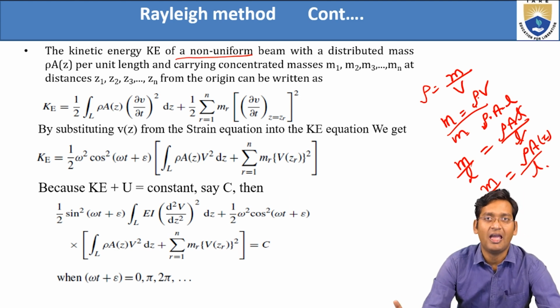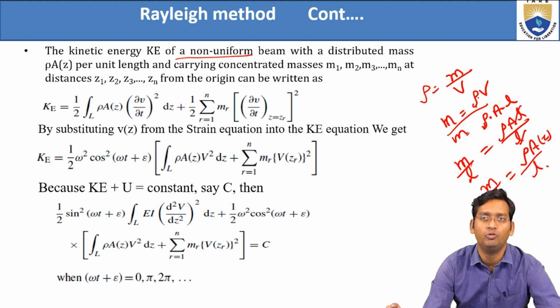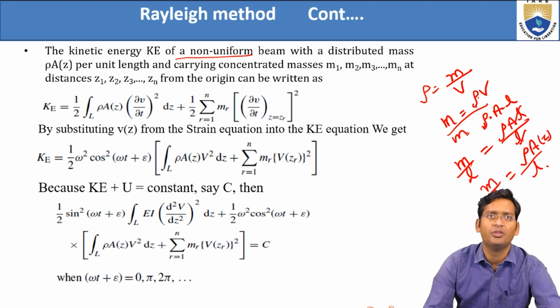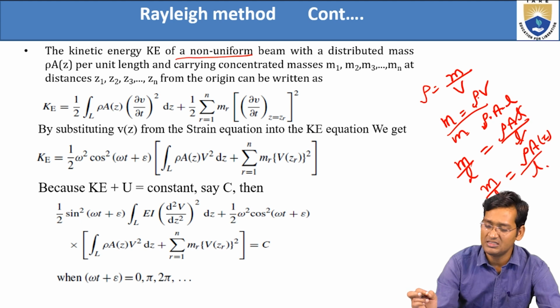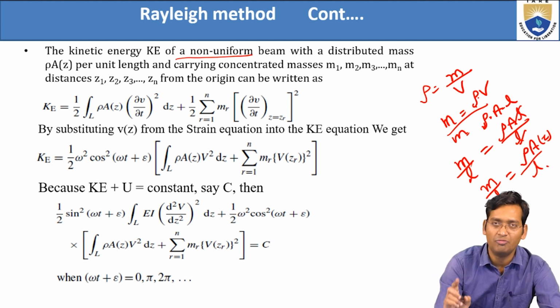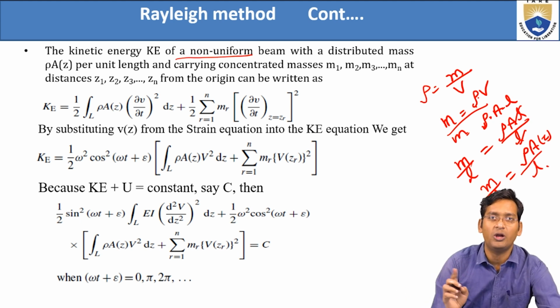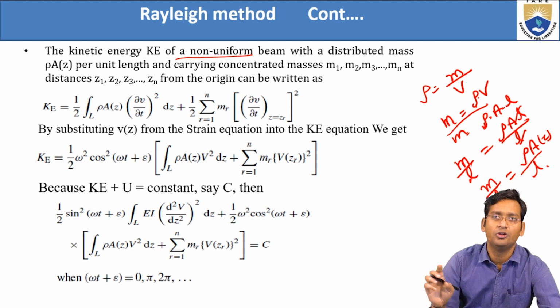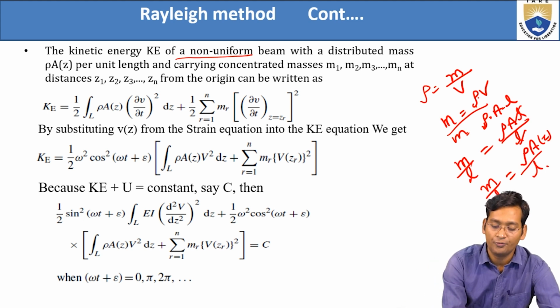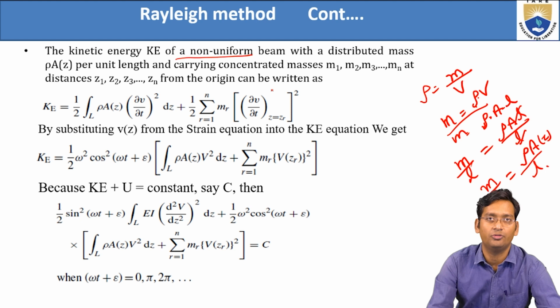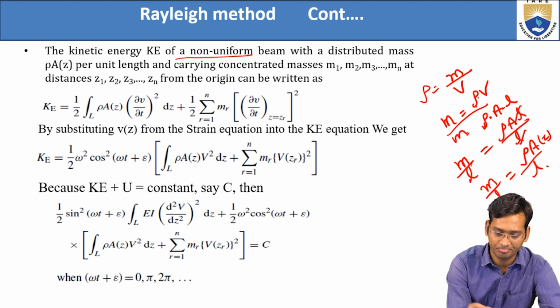Okay, per unit length, and carrying concentrated masses M1, M2, M3 and so on up to Mn, meaning any number of masses, at distances Z1, Z2, Z3 and so on up to Zn. Suppose 3 masses are there: M1 at Z1, M2 at Z2, M3 at Z3, and so on, Mn at Zn from the origin. So if that many masses are there, how can we write it?